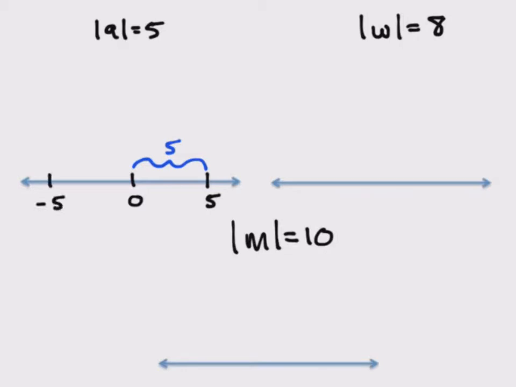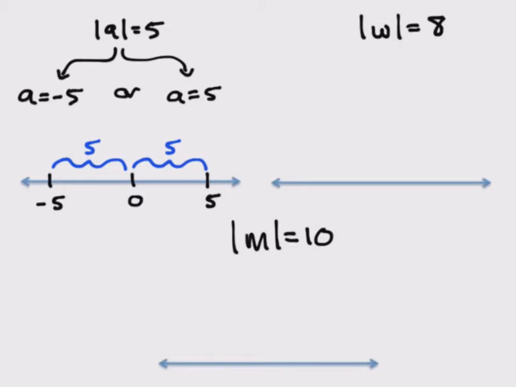But negative 5 is 5 away from 0 as well, so negative 5 is a solution to this equation as well. So how do we write that? In this case, I would split up this original equation, and I'd say A could be 5, or A could be negative 5. This equation has two solutions. There are two numbers whose absolute value are 5.